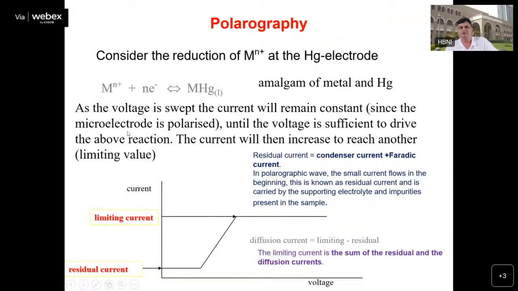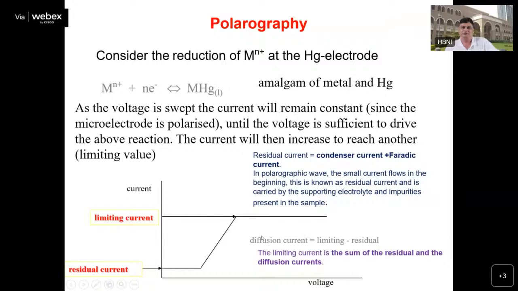So if you draw the current versus voltage curve in this case, some current will appear in the beginning itself, but that we call the residual current. The residual current comes from both the condenser as well as the Faradaic currents. In this polarographic wave, this small current flowing in the beginning is known as the residual current and is carried by the supporting electrolyte and the impurities present in the sample also.